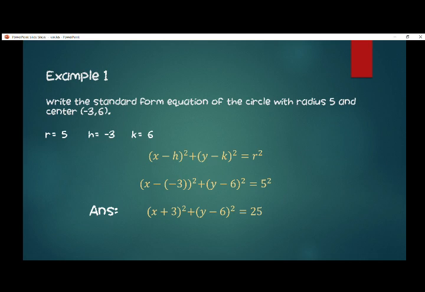So, yung ating mga values, ipa-plug in lang natin siya dun sa ating formula. Magiging x minus anong ating h? Ang h natin ay negative 3. X minus negative 3 squared plus y minus 6 squared is equal to, ang ating r is 5, equal to 5 squared. And then ang ating final answer o ang ating hinahanap na standard form equation ng circle is quantity x plus 3 squared plus quantity y minus 6 squared is equal to 25.